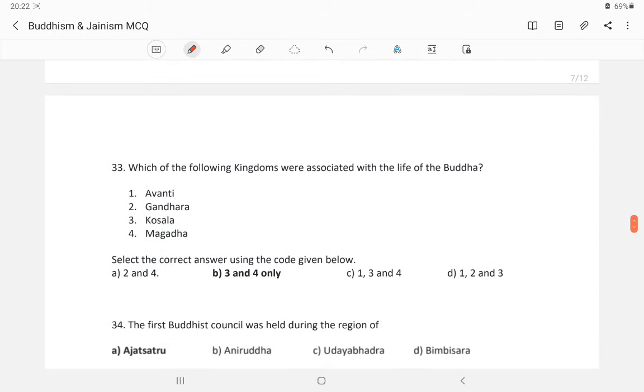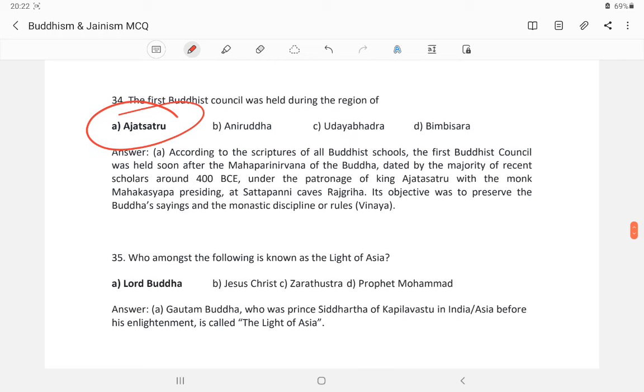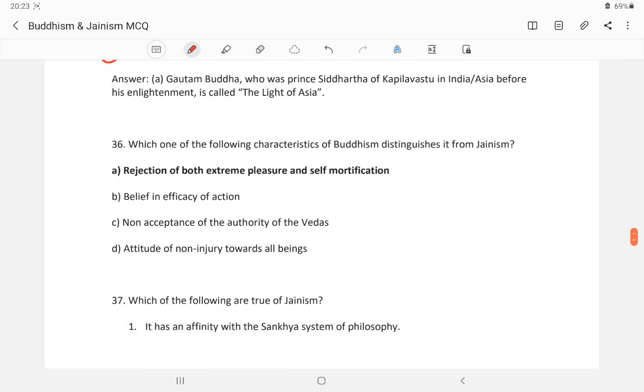Next, which of the following kingdoms were associated with the life of Buddha? Kosala and Magadha. The first Buddhist council was under Ajatashatru, the second under Kalashoka. Who is known as the Light of Asia? Lord Buddha.